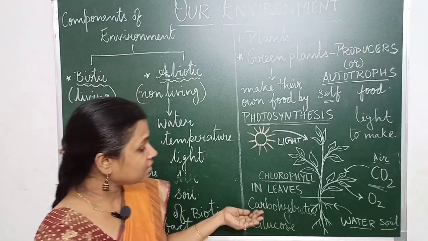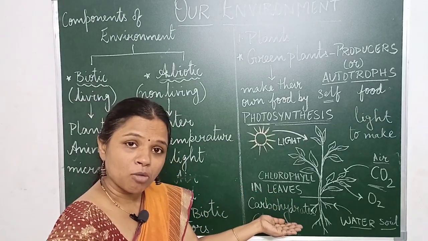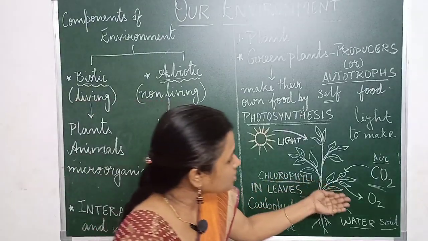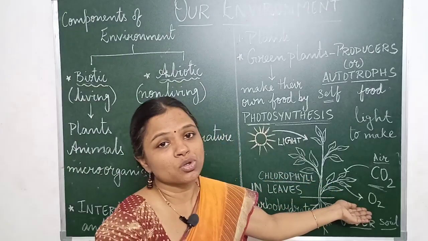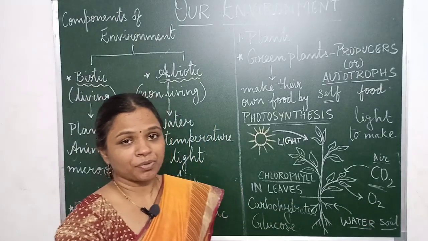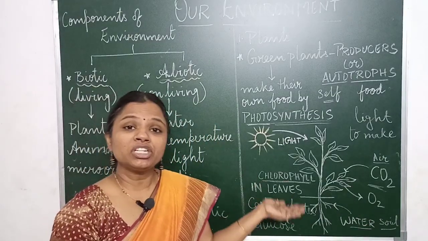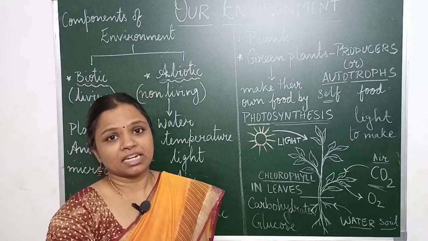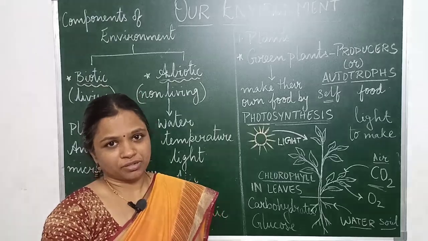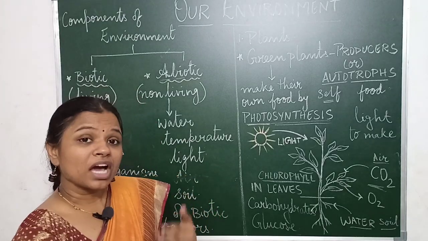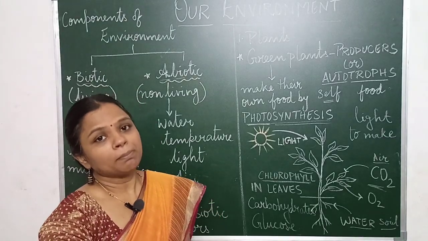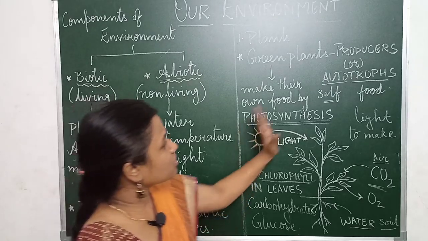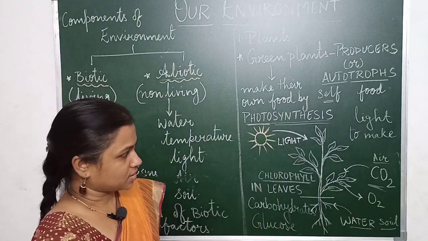And other than this, when the food is prepared in the form of carbohydrates, oxygen and water are also released into the air. It is this oxygen which the animals take in during respiration. So this is how we are actually dependent on plants. So this is the process of photosynthesis.